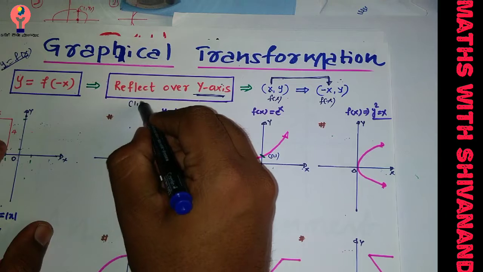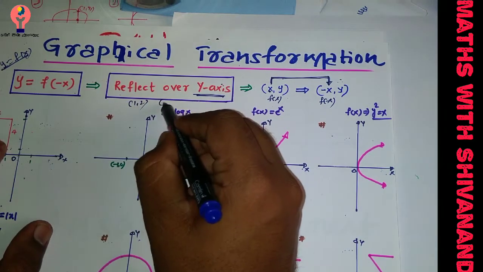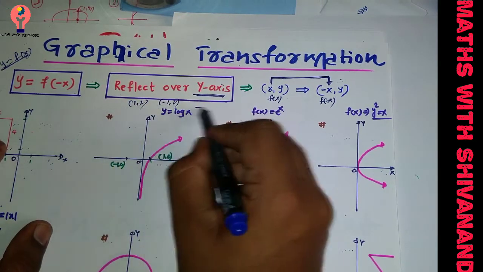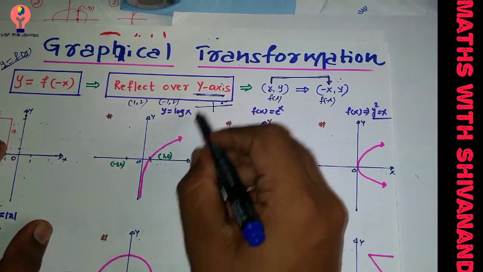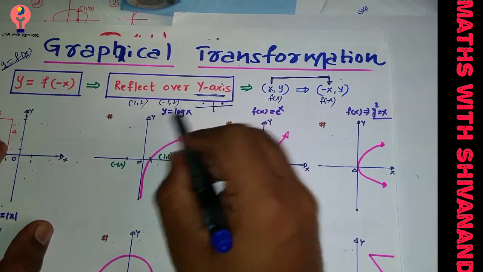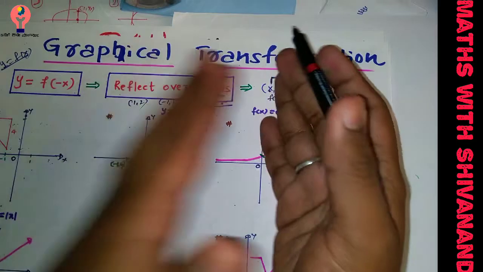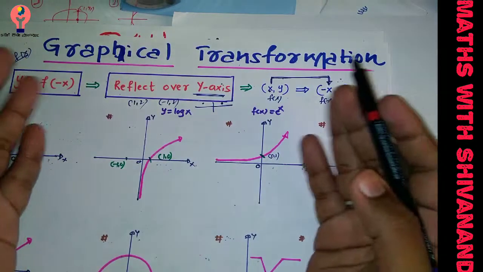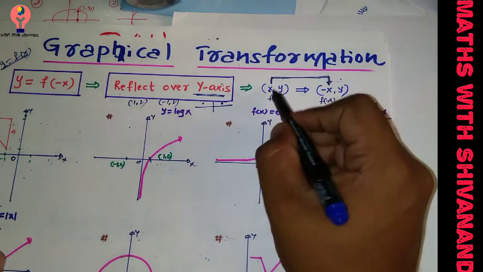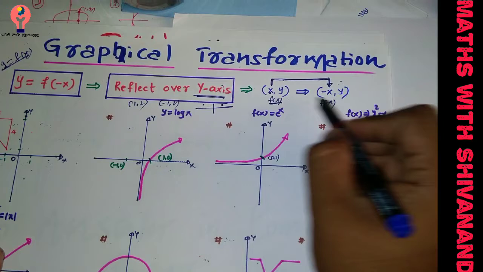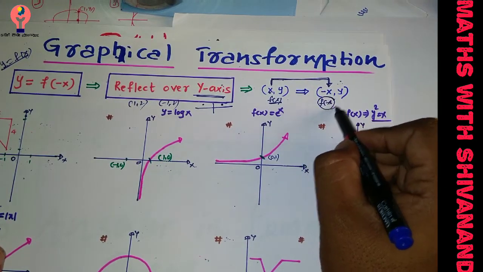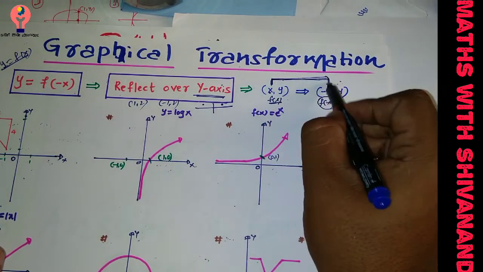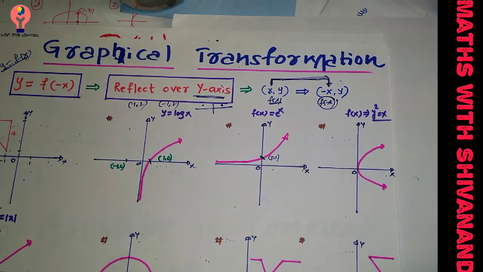If the initial point is (1, 2) and you switch to (minus 1, 2), (1, 2) is on the positive x part, and (minus 1, 2) is definitely on the negative x part. Definitely the reflection should happen over the y-axis. That's all. So remember, (x, y) is any point on the graph f of x, so (minus x, y) is a point on f of minus x. Only the x coordinate has to change.